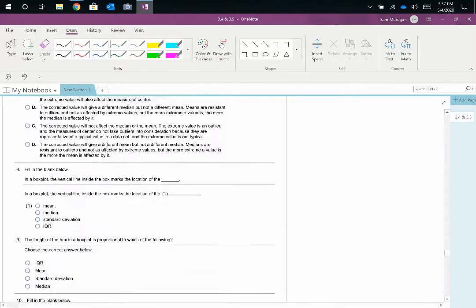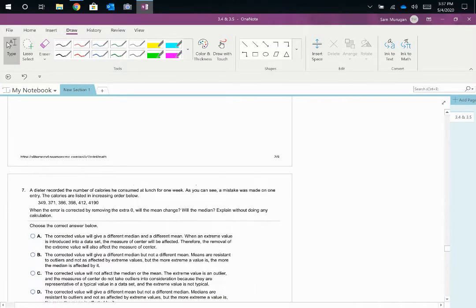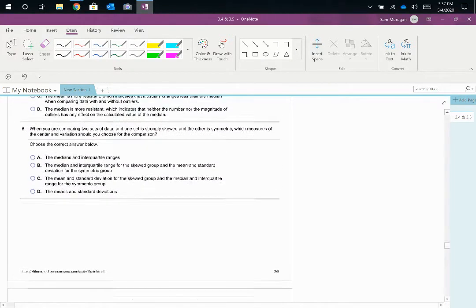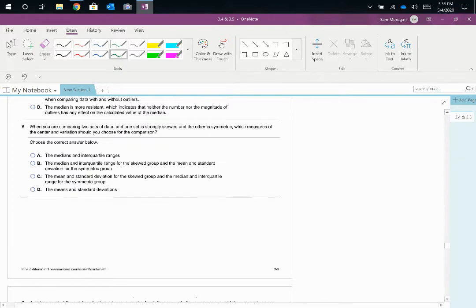Maybe number 6. When you're comparing two sets of data, one set is strongly skewed. Now remember what we said. When you're comparing two sets of data, you have to use the same measure of center and standard deviation for both. In this case, one is strongly skewed and the other is symmetric. So for the strongly skewed one, the mean and standard deviation would be used.